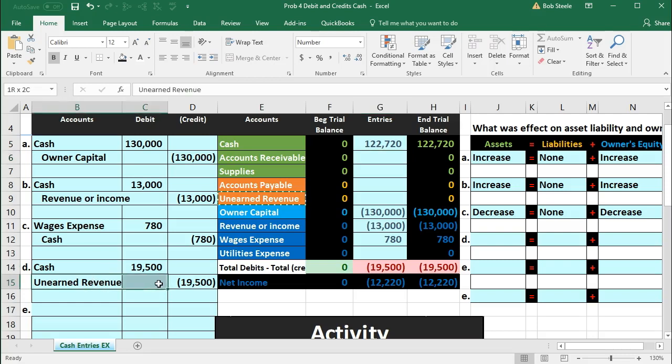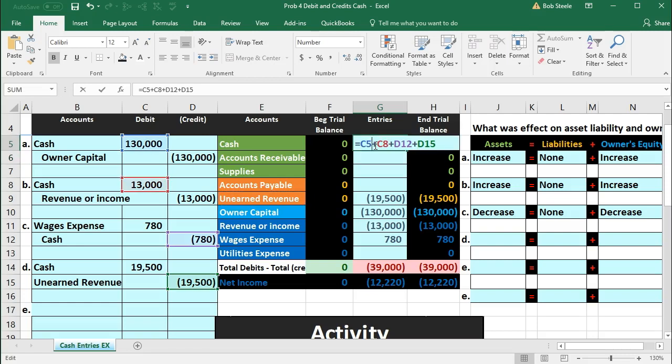Then I'm going to post the unearned revenue. Here's the unearned revenue. Here's the account we will post it to. And we are in cell G9, equals, pointing to the 19. This is going to go up from 0 by 19.5 in the credit direction to 19.5. Notice I'm out of balance here and I made an error up here.